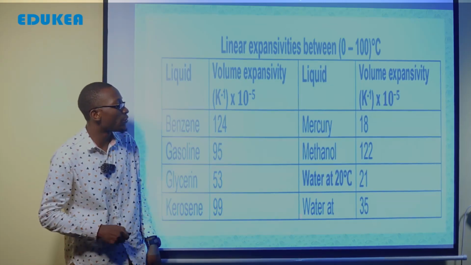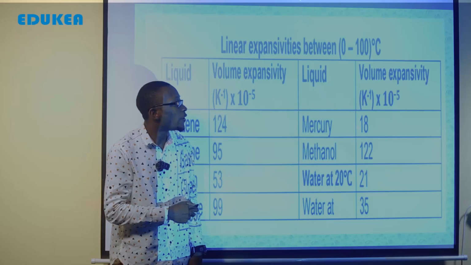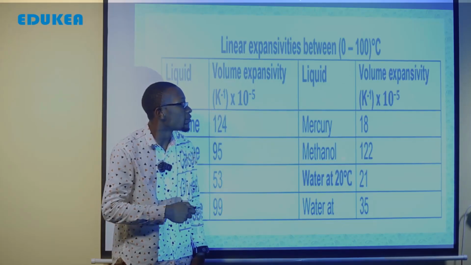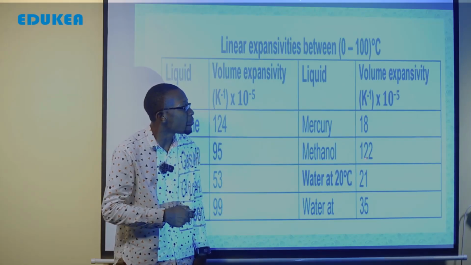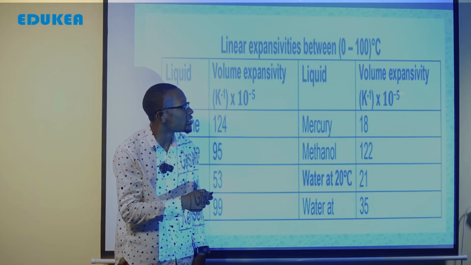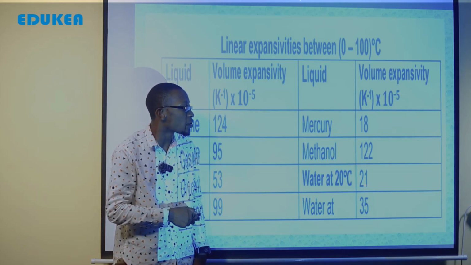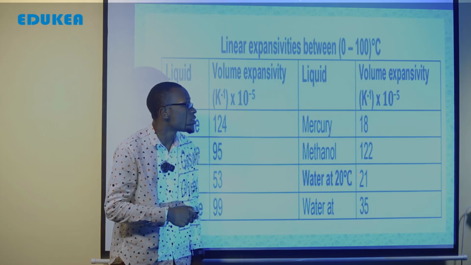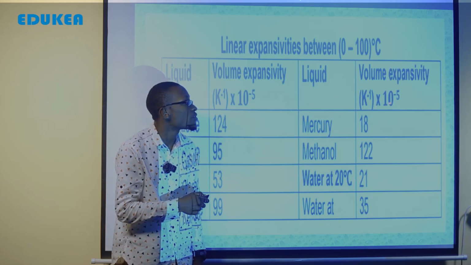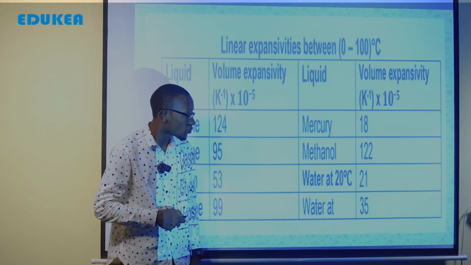Methanol is 122 times 10^-5. Water at a temperature of 20 degrees centigrade has a volume expansivity of 21 times 10^-5. Water at any temperature, that means 35 times 10^-5.